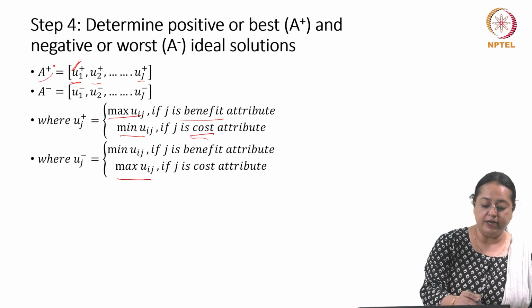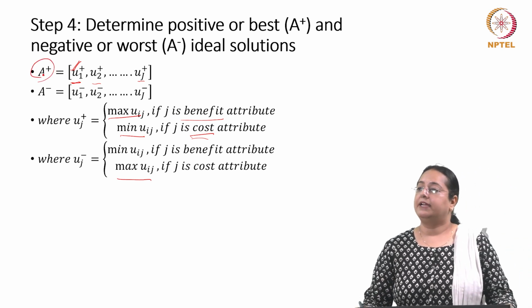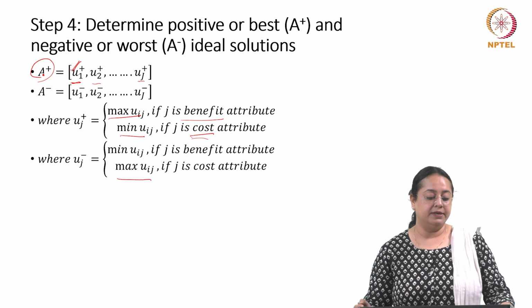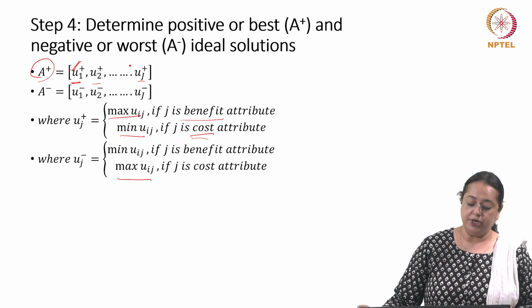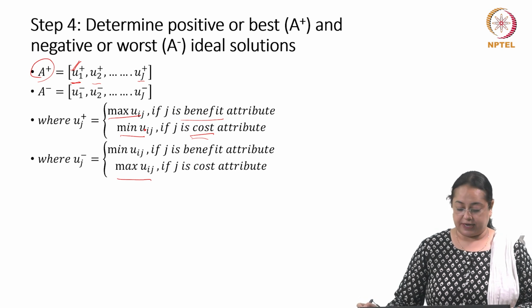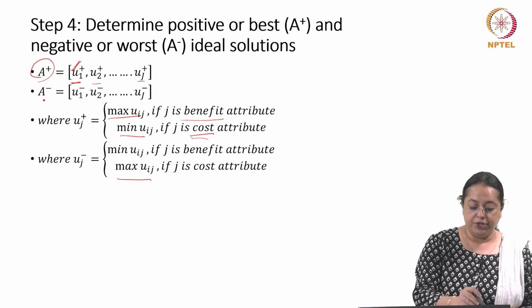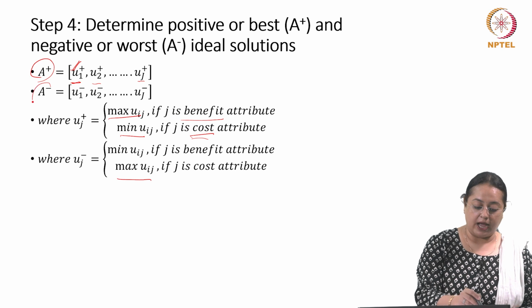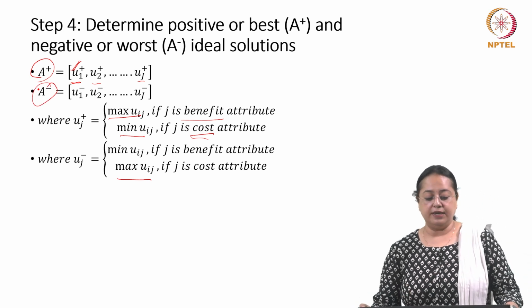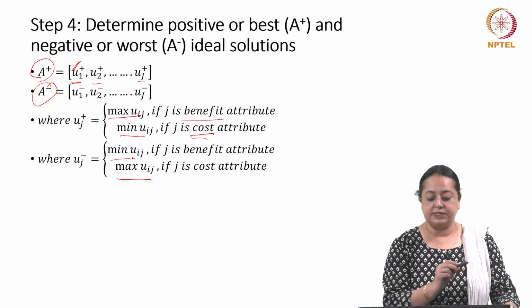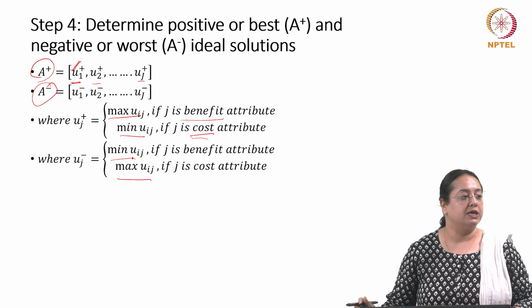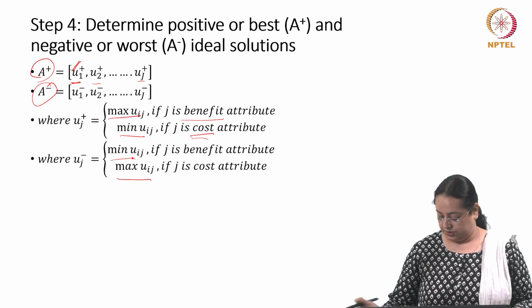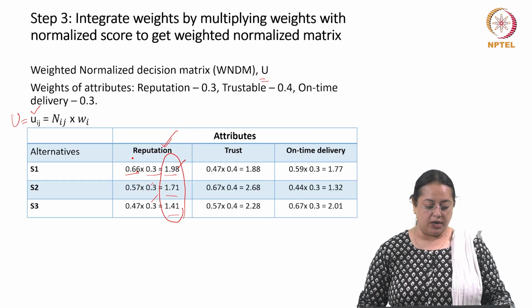The moment you determine the positive ideal solution, remember that it is the maximum if it is a benefit attribute, and minimum if it is a cost attribute. And you can determine the negative ideal solution, which should be minimum if it is a benefit attribute, and maximum if it is a cost attribute. I hope you are all with me.